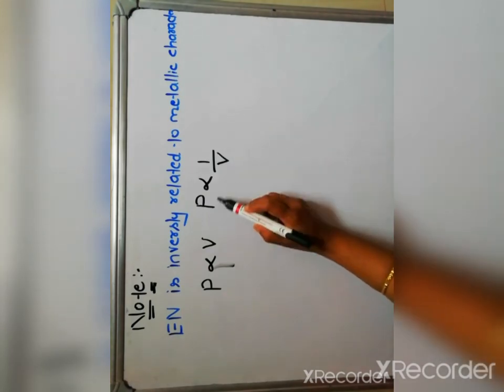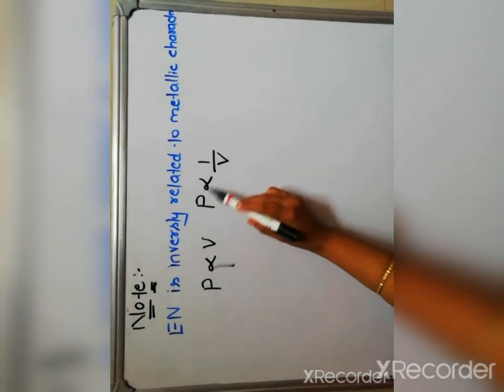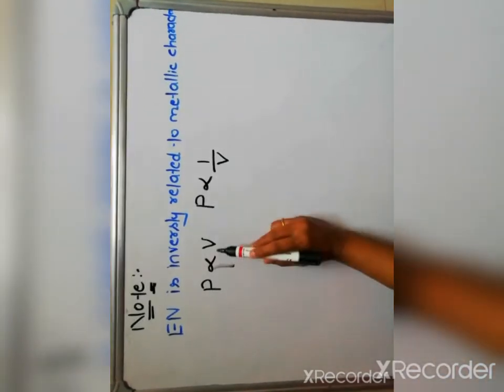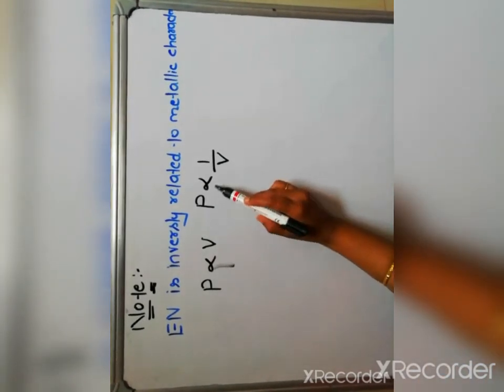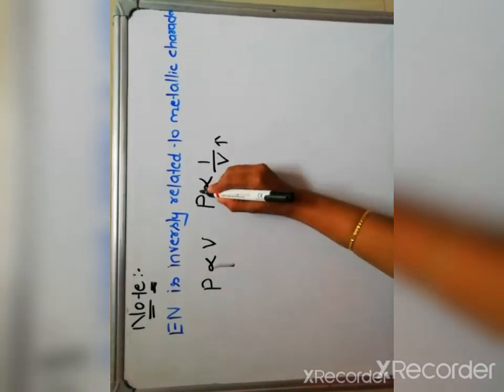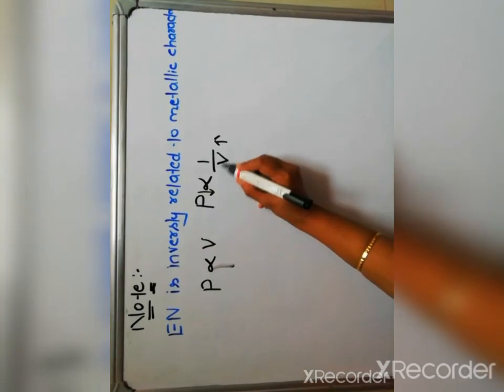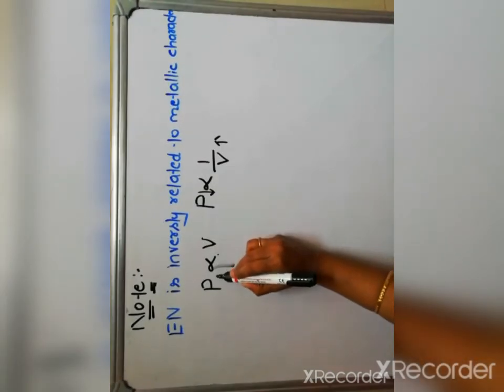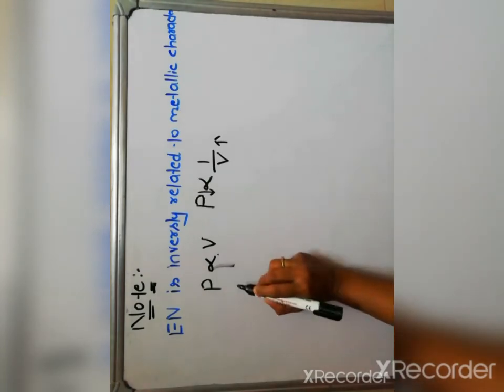Similarly, if I write like this, then what does it indicate? It is inversely proportional to volume. So this is just to show you directly and inversely related. If the volume increases, pressure decreases because they are inversely related to each other. And the earlier one is directly proportional to each other.